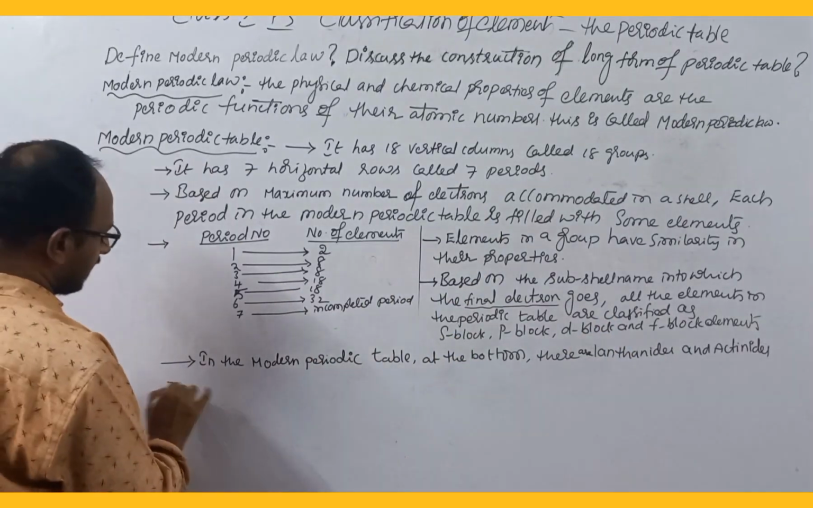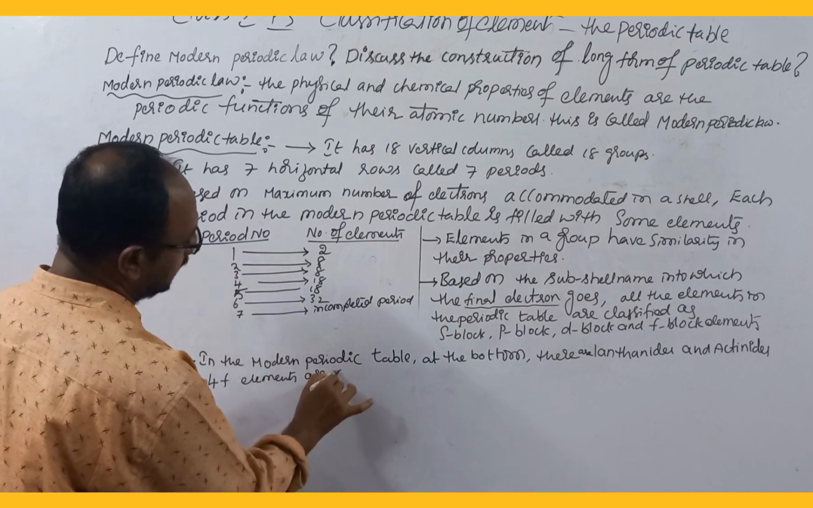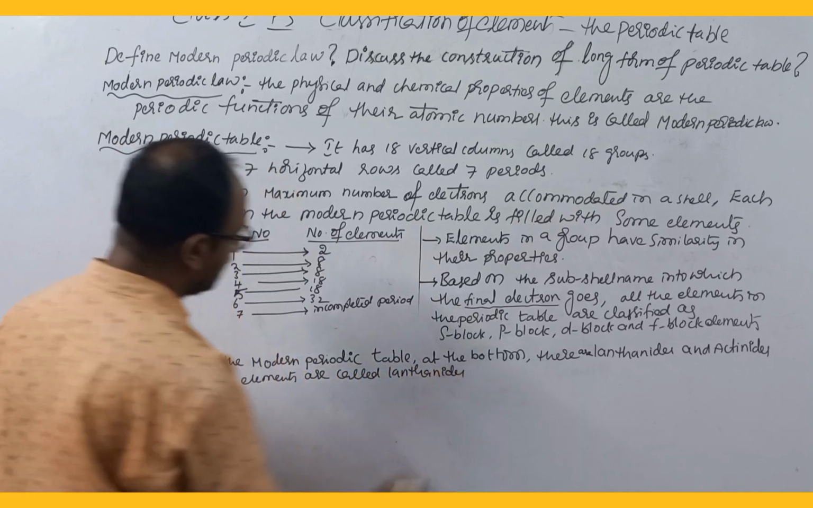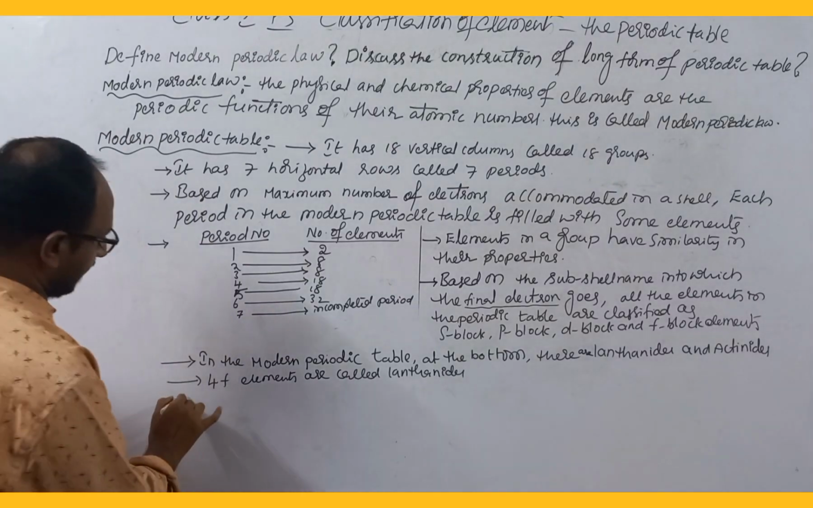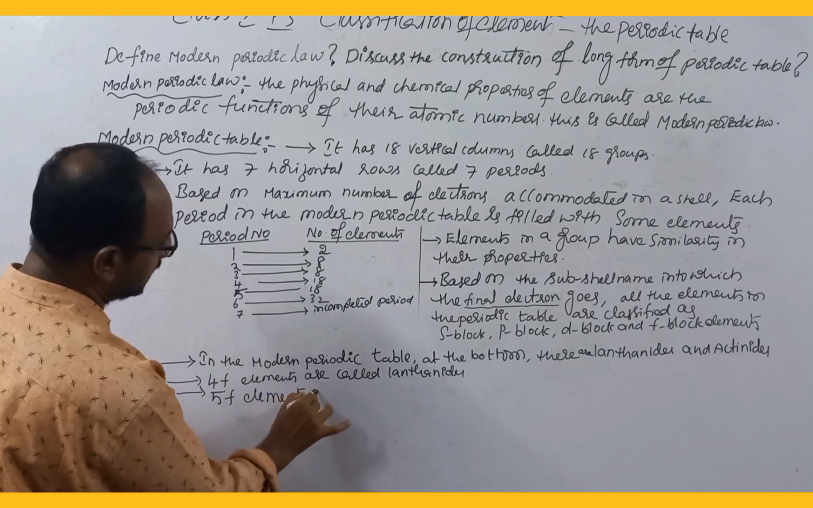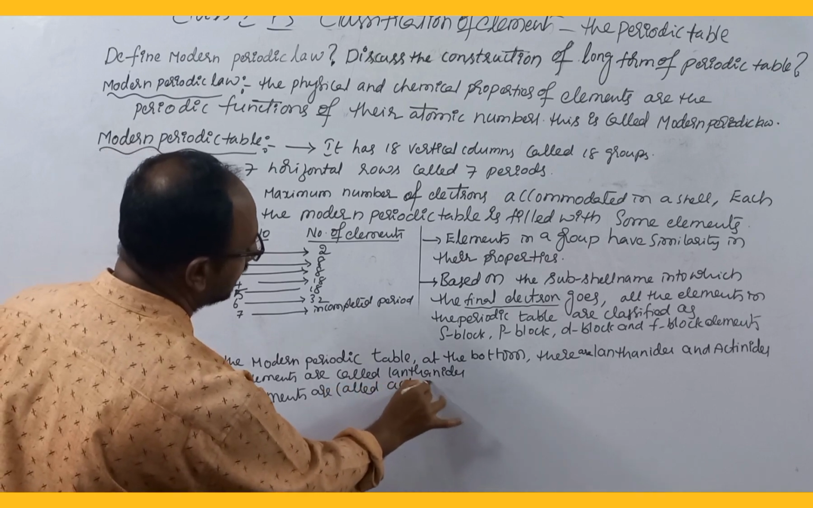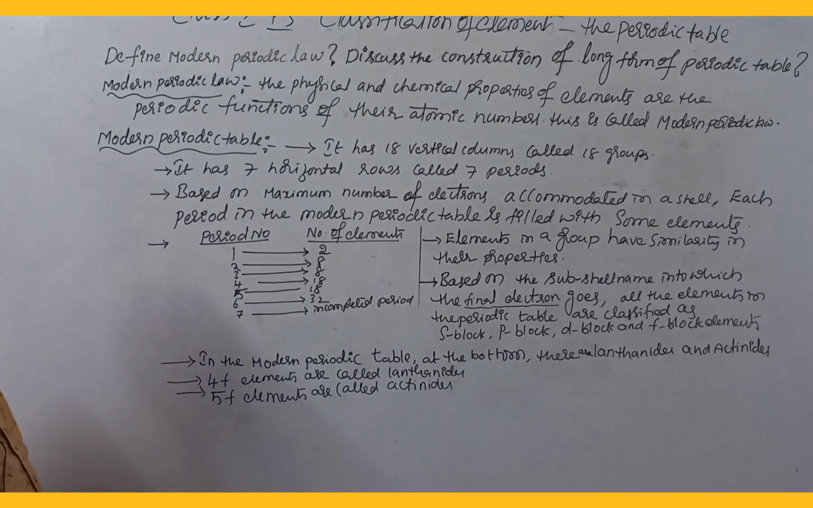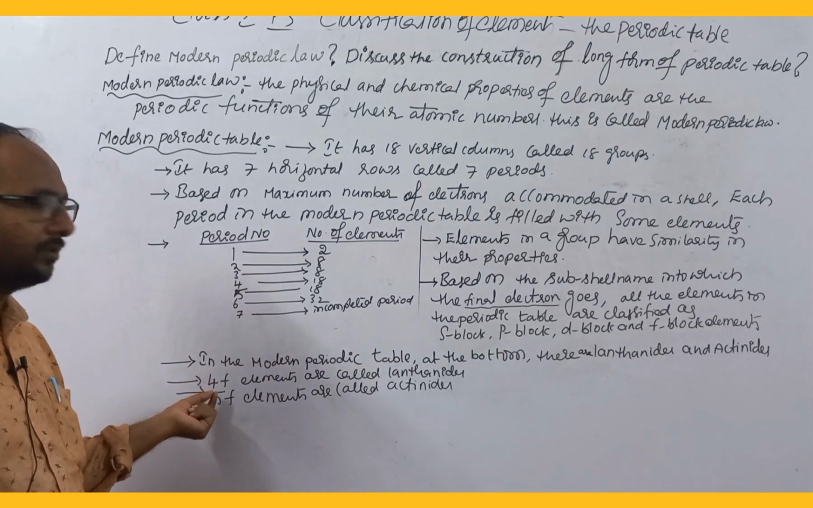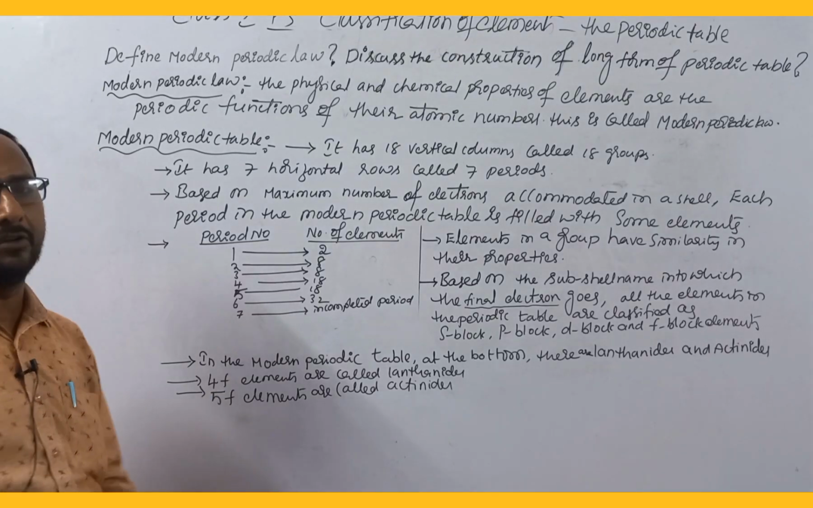4F elements are called lanthanoids. 5F elements are called actinoids. 4F elements means the final electron of every lanthanoid element goes into 4F subshell. The final electron of every actinoid element goes into 5F subshell.